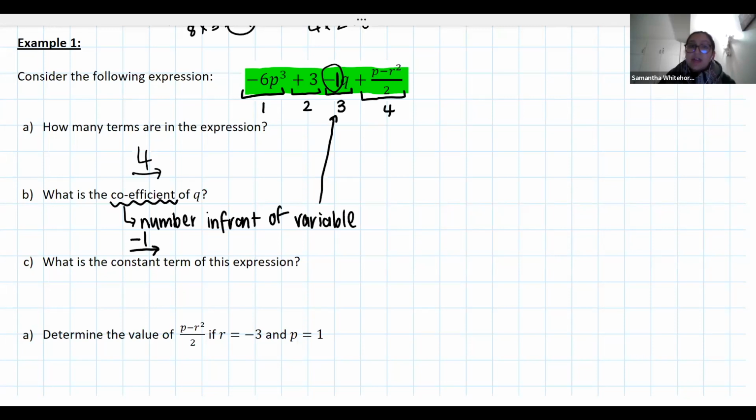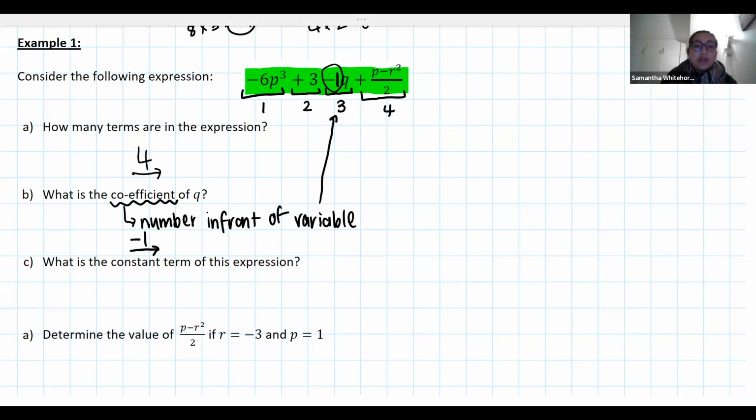That is what we are multiplying the q variable by in this expression. So be very careful. That 3 is a completely separate term. It's got nothing to do with the q term. The negative 6 is the coefficient of p cubed. I asked you for q, so we only look at the term that has q in it.